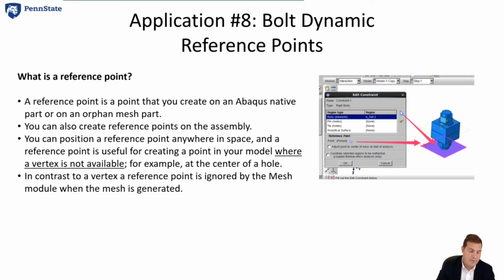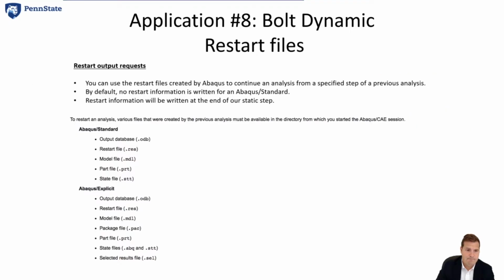So they're used a lot for circular objects. So let's say you have something rotating. How do you put those boundary conditions on? Well, you define a reference point at the center of that circle or cylinder, and then you would apply a rotation to that rotational condition to the reference point, and then tie a surface to that reference point. So that's a common way to do that.